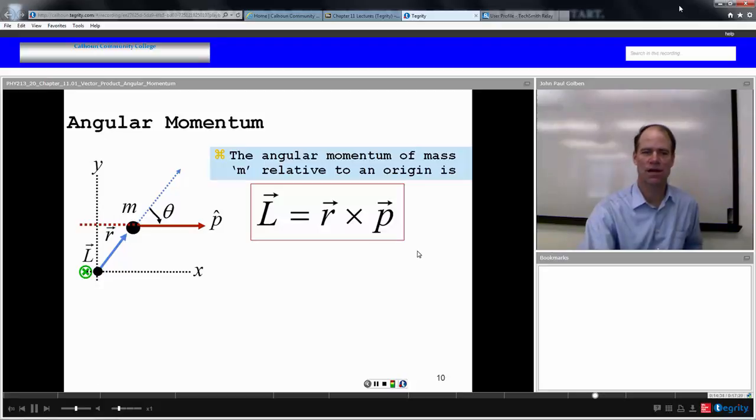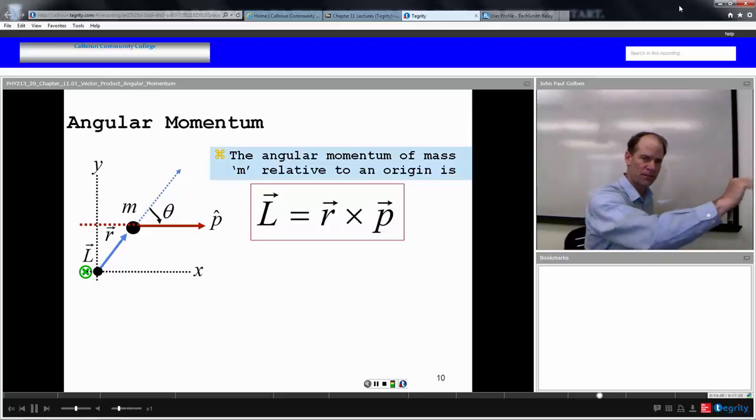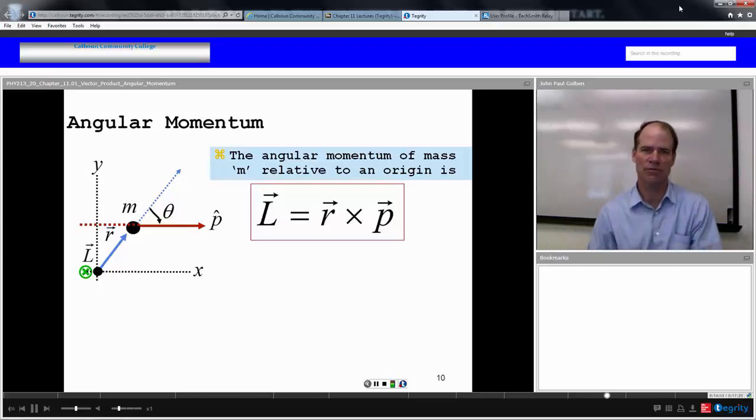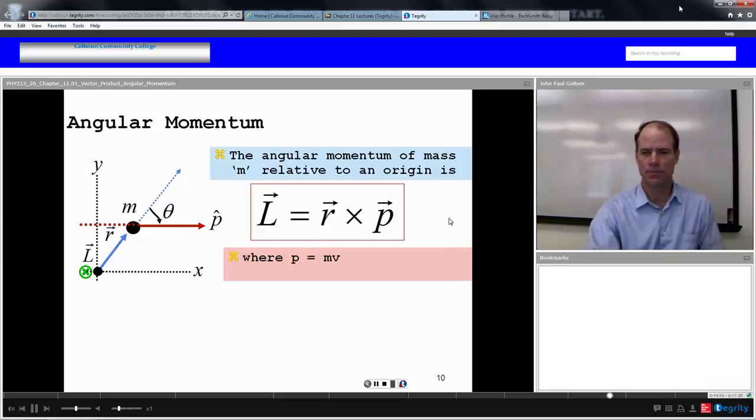which by the right-hand rule, if I were to point in the direction of r, going outward, and then in the direction of p, I'd be pointing my thumb into the page. So we'd be looking at the tail feathers of the arrows. It's going into the page. So in this case, the direction of this angular momentum vector is actually into the page.